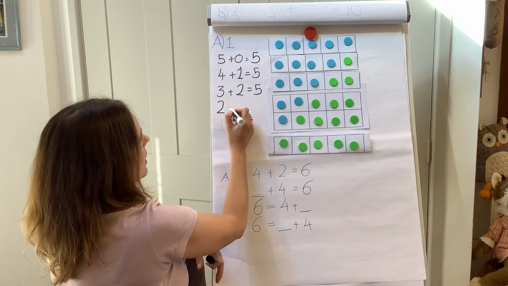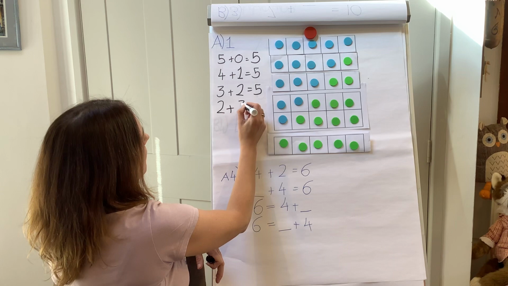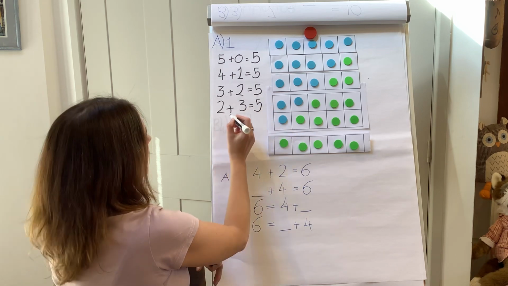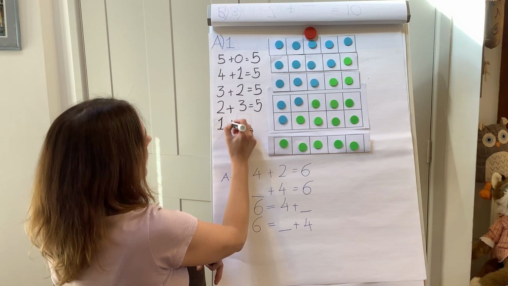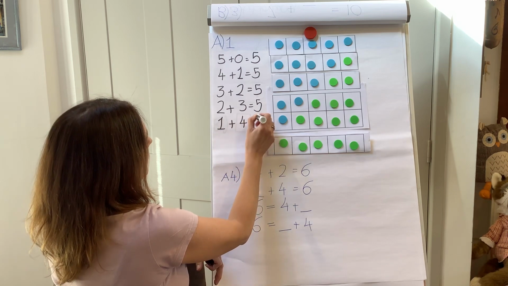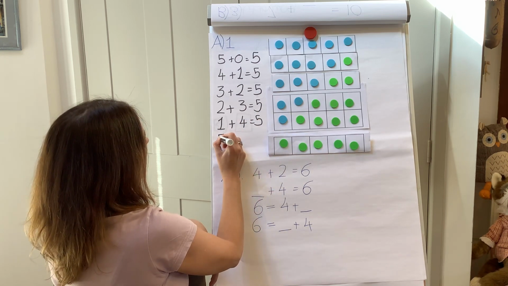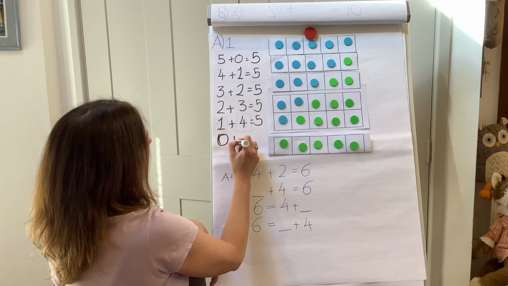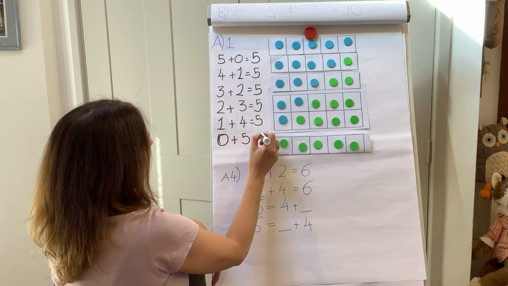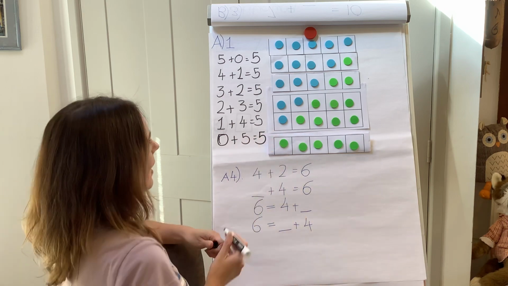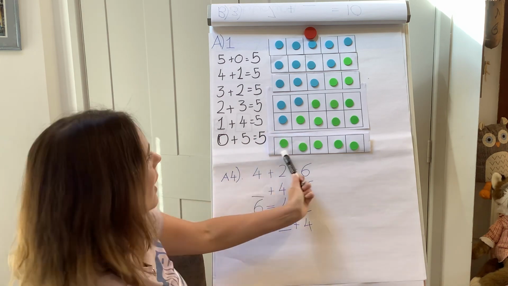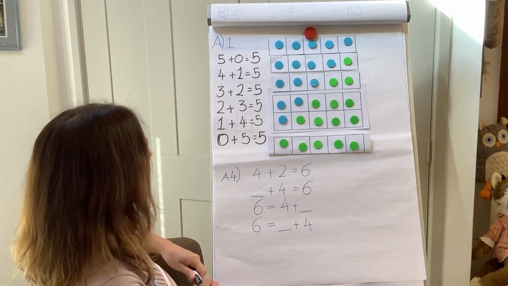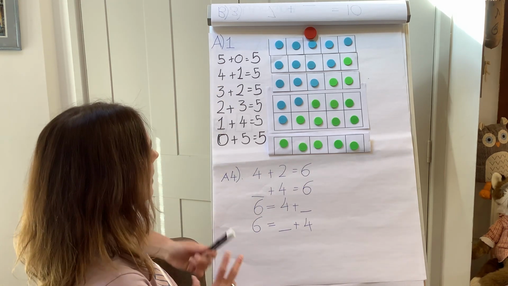So we can have 2 add 3 is equal to 5, and 1 add 4 is equal to 5, and 0 add 5 is equal to 5. We've got 0 blue counters and 5 green counters. Okay, so those are all the possible number bonds.